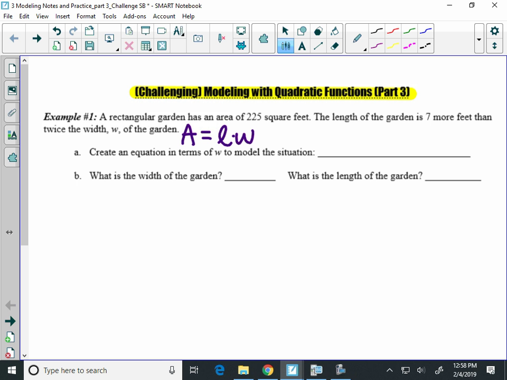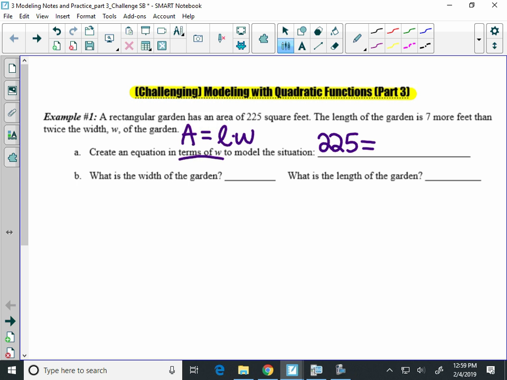And let's see, it says create an equation in terms of W. That means when you write the equation here, you don't want L in it. You want everything to have a variable W in it. So let's fill into that formula what we do know. What do we know should be the A, the area? 225. So we'll at least start with 225 equals.